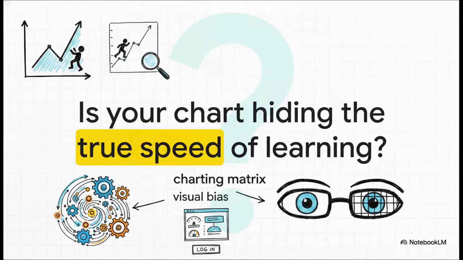So I'll leave you with this provocative question to chew on. Is your chosen chart actually illuminating the proportional truth, or is it hiding the true speed of learning? Your job now is to log into your dashboard, master your charting matrix, and make sure you never fall for visual bias again. The proportional truth is out there, as long as you're using the right grid to see it.